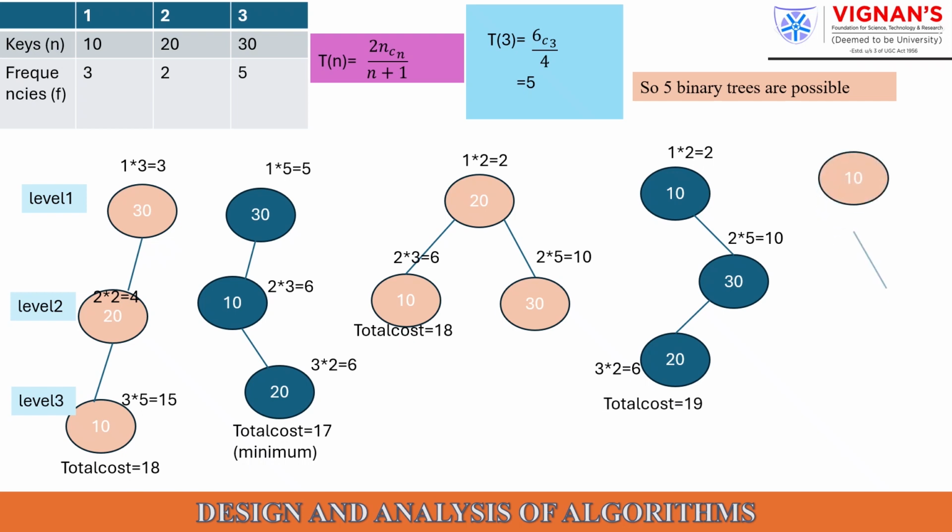Tree 5 explanation. In the fifth tree, key 10 is the root, key 20 is at level 2, and key 30 is at level 3. Since the most frequently searched key is at the deepest level, the total cost is maximum, which is 22. Final conclusion. Among all the 5 binary search trees, the second tree gives the minimum total cost of 17. Therefore, this tree is the optimal binary search tree.